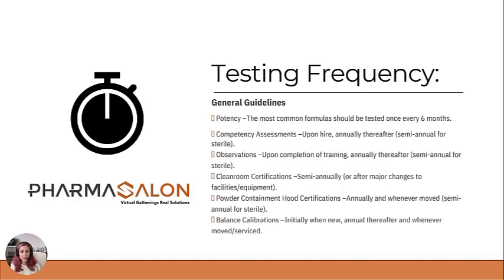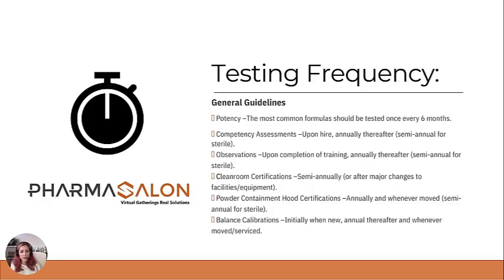Competency assessments, these need to happen upon hire and annually thereafter, semi-annually if you're performing sterile high-risk compounding. Observations, those need to be completed upon training, annually thereafter, semi-annually for sterile. The competency and observations, those are very important to happen immediately after the training is completed, so you have, again, objective evidence that that new individual is qualified to be performing compounding on their own.